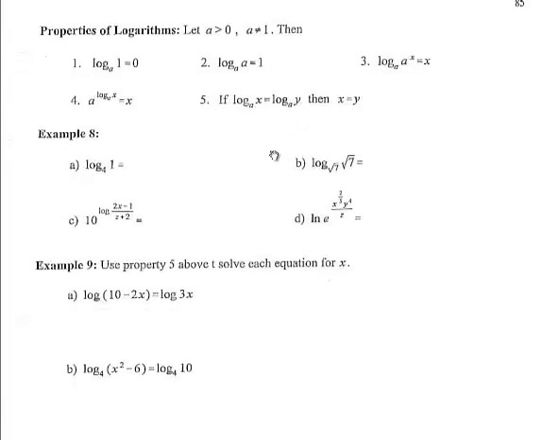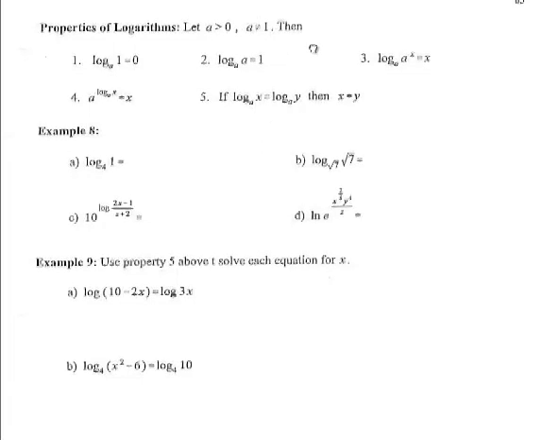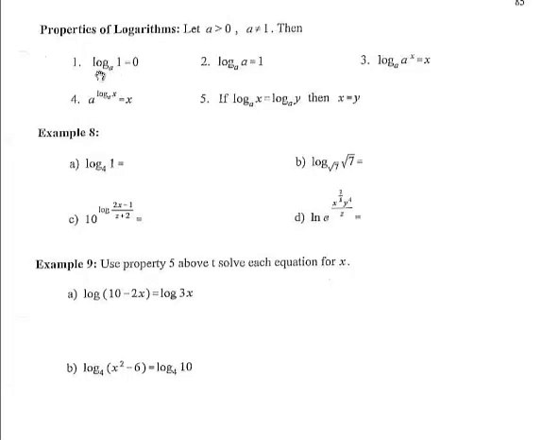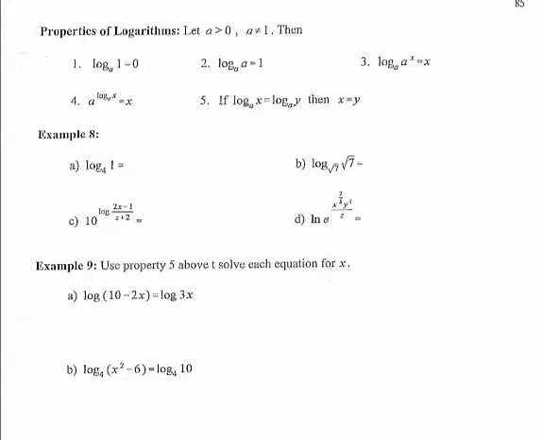Page 85, we've listed some properties of logarithms, and again, a is positive, a cannot equal 1. First, it says that log base a of 1 equals 0, which makes sense if you write it in the exponential form. 1 in exponential form would be a to the 0 equals 1. Anything raised to the 0 power equals 1, and so log base a of 1 equals 0. It doesn't matter what the base is. If you raise it to the 0 power, you get a 1.